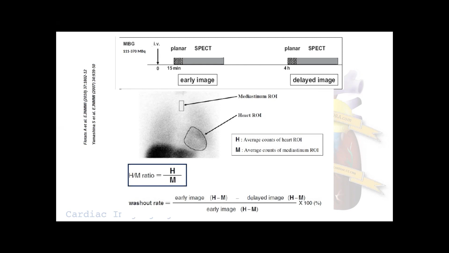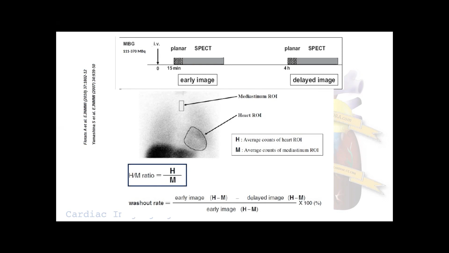After 50 minutes, you need to acquire the planar scan, and then you need to acquire the SPECT scan. And they represent the early image detection. And then after 4 hours, you need to acquire planar and SPECT again in order to obtain the delayed images.